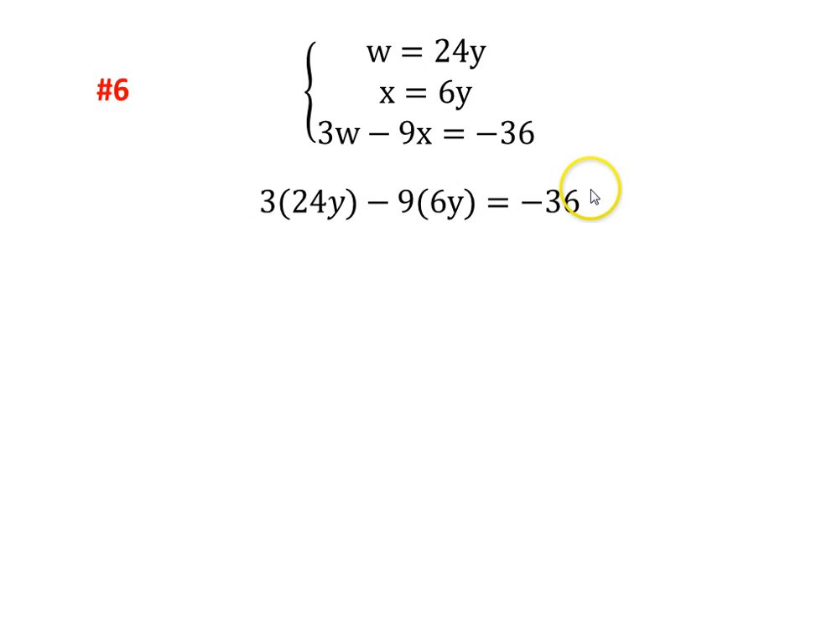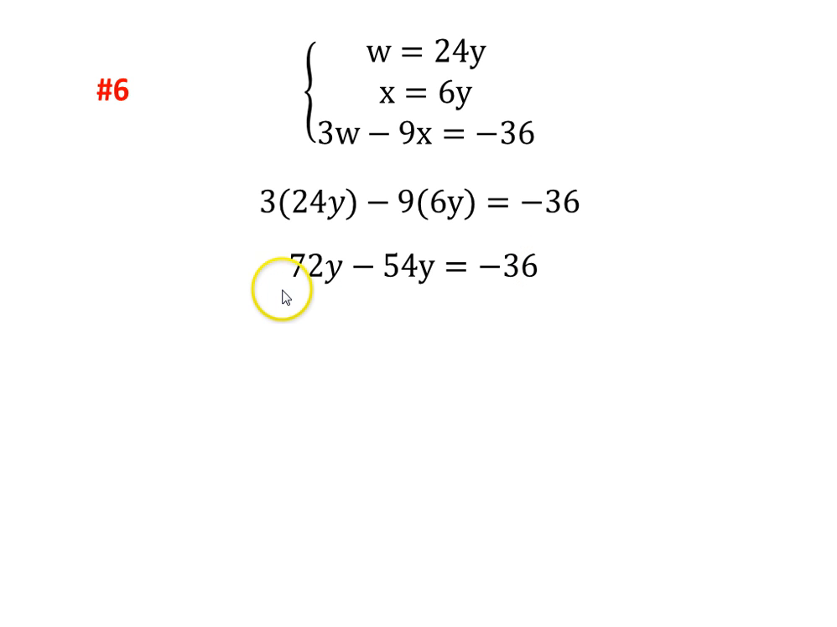So I've rewritten the bottom equation, substituting in 24y for w and 6y for x. And now I have an equation with just a single variable. Y is the only variable. So now I can solve. So I'm going to do the multiplication. 3 times 24y is 72y. Negative 9 times 6y is negative 54y. And this equals negative 36 from the equation up above.